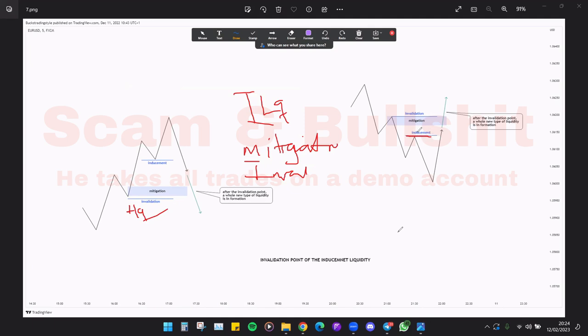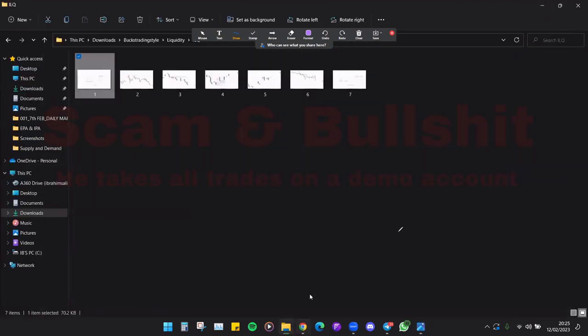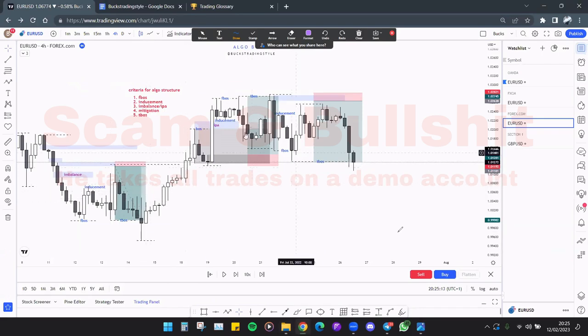If this first level of structure gets taken out, that becomes an inducement. If the second level gets taken out, that invalidates the inducement liquidity. That is no more the inducement liquidity. You understand? Yes. Okay. Now, since we've done an example of the chart, these are our inducement liquidity. One, two, three.